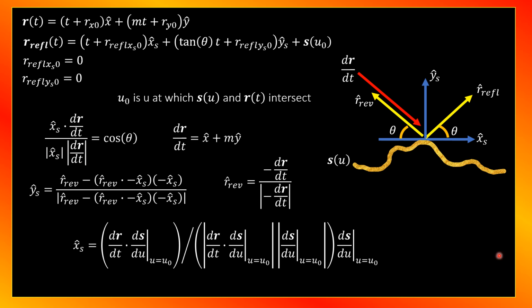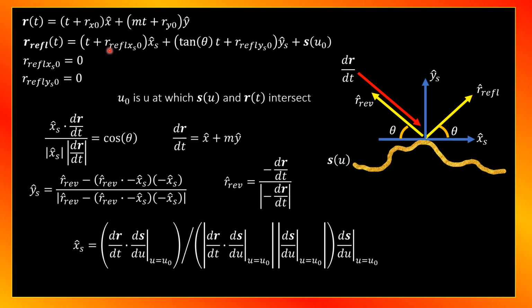So finally, in terms of our refl, we have that it's parametrized by t, or time, and it is going to be equal to this expression over here, where the slope is actually the tangent of theta, and the line is going to start at s of u naught. It's going to start at the point of intersection and go on to whatever points are next.